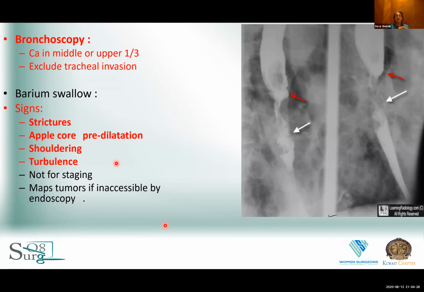Barium swallow probably is not good for staging, but I think it's important to obtain it to map the tumors that are not accessible by endoscopy. And there are signs on barium swallow: upper core stenosis, shouldering, those are the shoulders, pre-stenotic dilatation, and turbulence of flow. If you witness the barium flow through the strictures, it's not going to be easily flowing; there will be turbulence. Those are the signs of cancer in barium swallow.